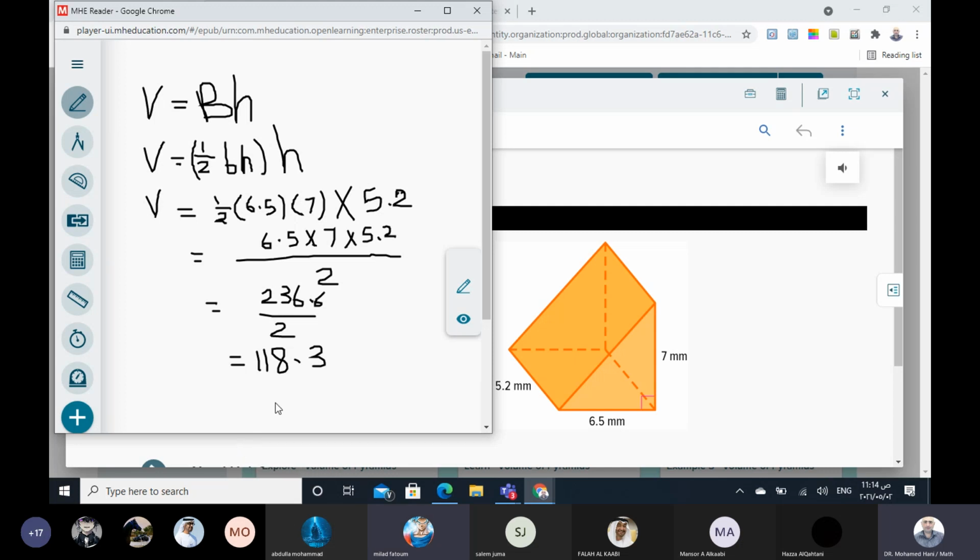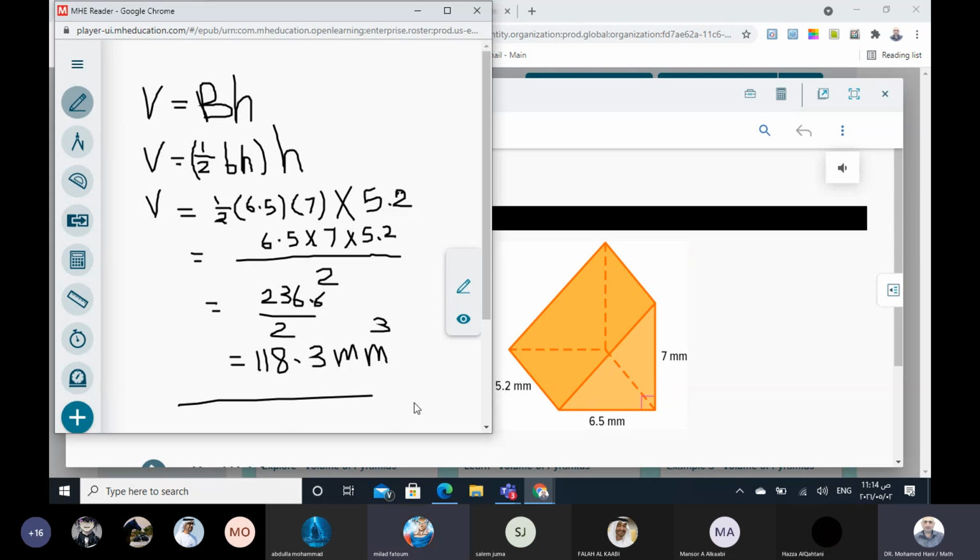Millimeter cubic, because millimeter times millimeter squared, millimeter squared times millimeter, so millimeter exponent 3, which means cubic millimeter. Always remember, we measure the volume using cubic and we measure the area using squared. Who has any question here?